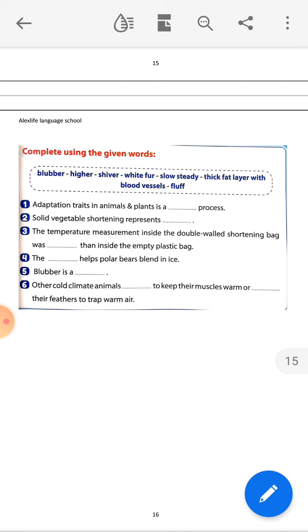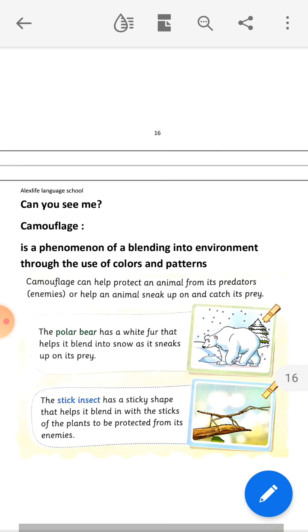Other cold climate animals shiver to keep their muscles warm, or fluff their feathers to trap warm air.